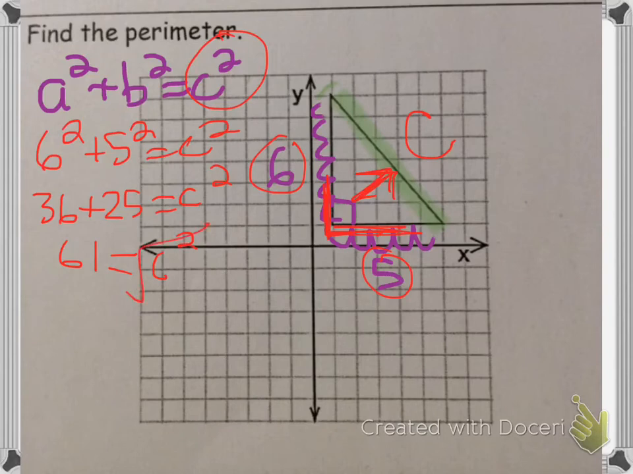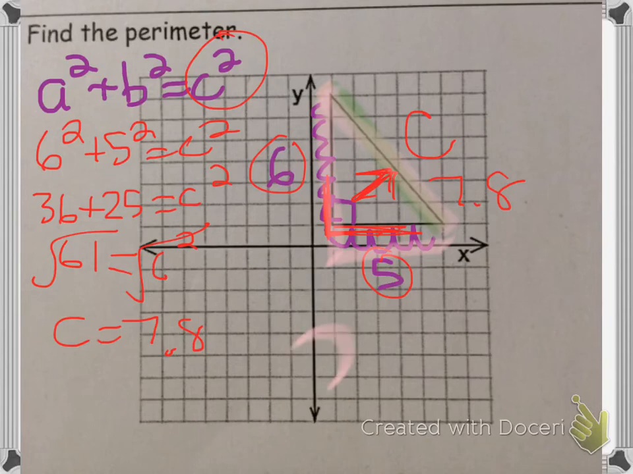To get the squared off, I'm going to square root both sides. And then I'm just going to square root 61 and get a decimal approximation. It's approximately 7.8. So C is approximately 7.8. So if I want now to find the perimeter of this, that's pretty easy because the perimeter is the length around the object. So I'd have 7.8 plus 6 plus 5. When I add those together, I get 21.8. So the perimeter of this object is 21.8.